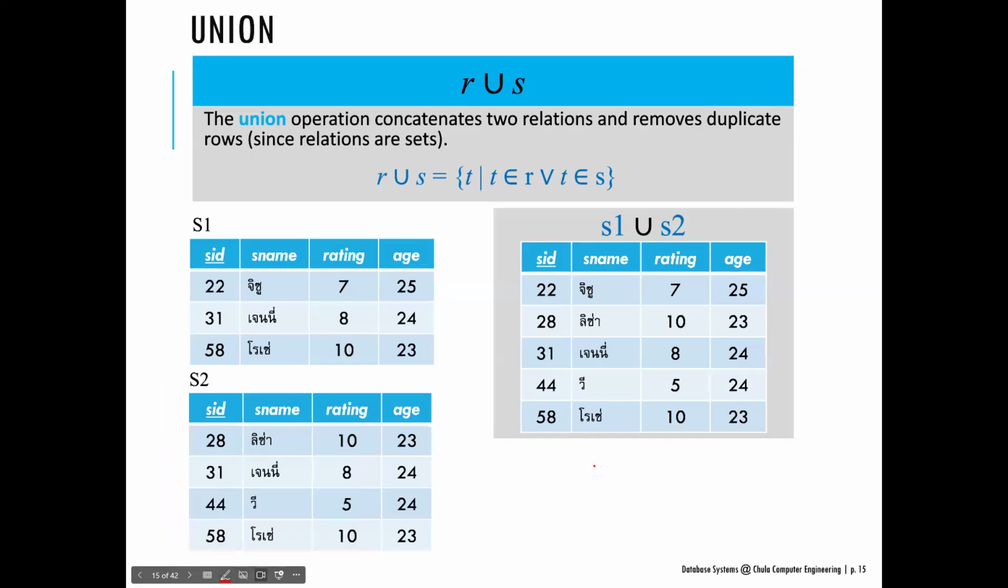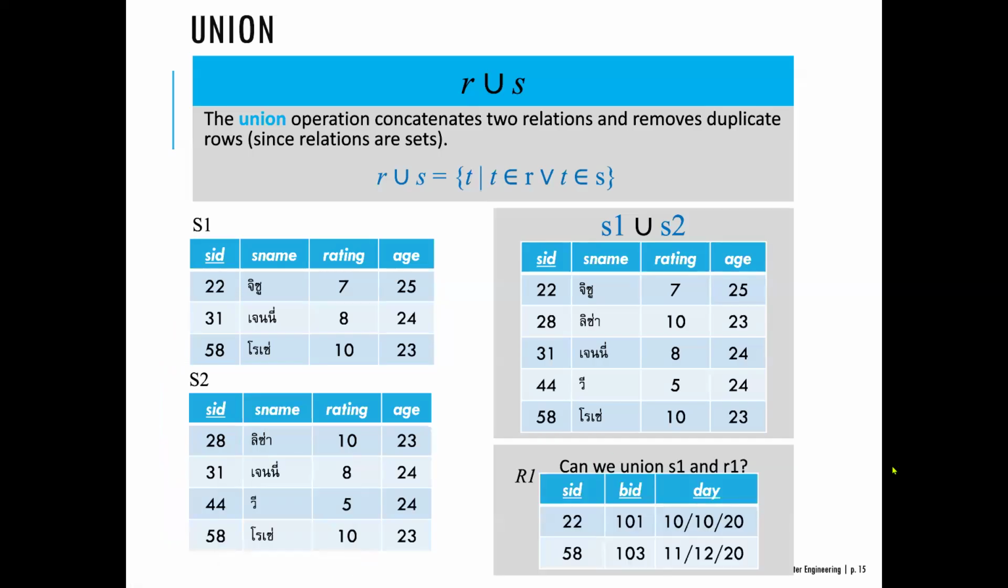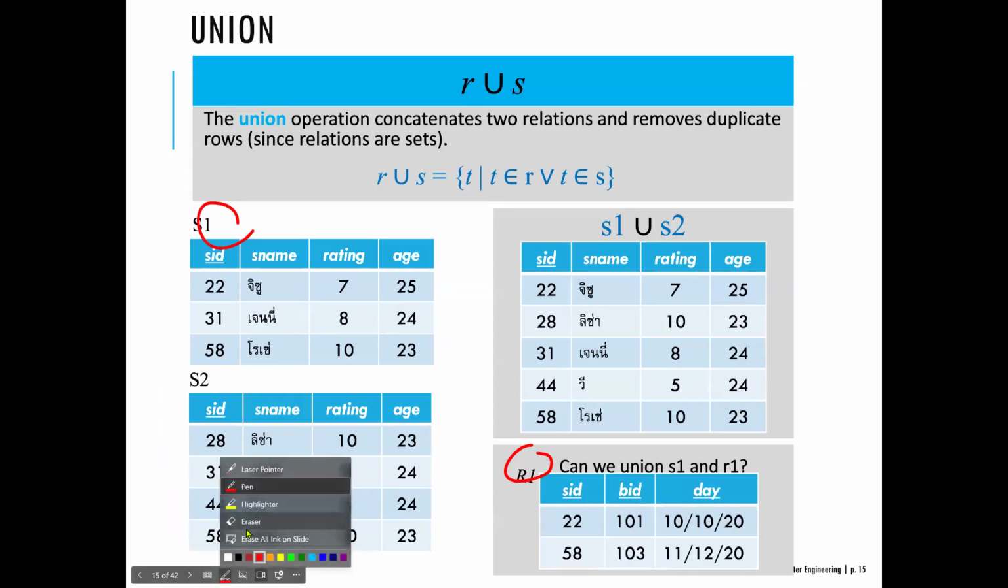Okay. Now, can we union S1 and R1? Here I have R1. I have SID, BID, and D. Can I union S1 and R1? Never, right? Because it already broke rule number 1, where you have to have exactly the same number of attributes. So it's gone.